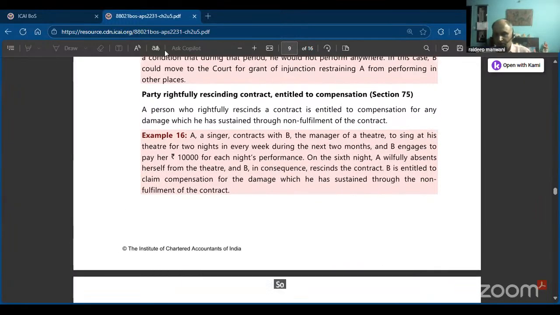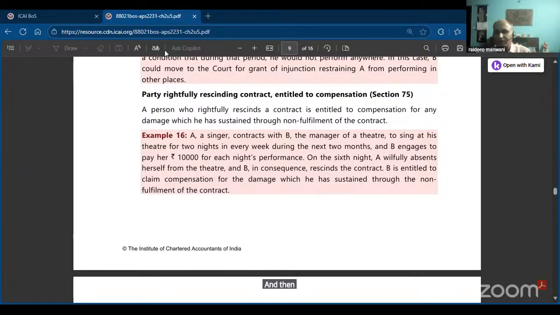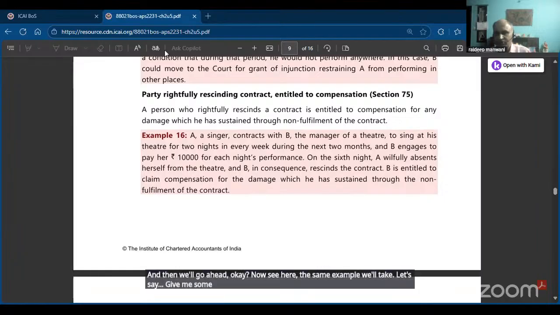See now, I'm going to tie up this and the next point so that I don't have to explain it again and again. We'll take the example and then we'll go ahead. Now see here, the same example we'll take. Let's say, give me some two names, quickly.